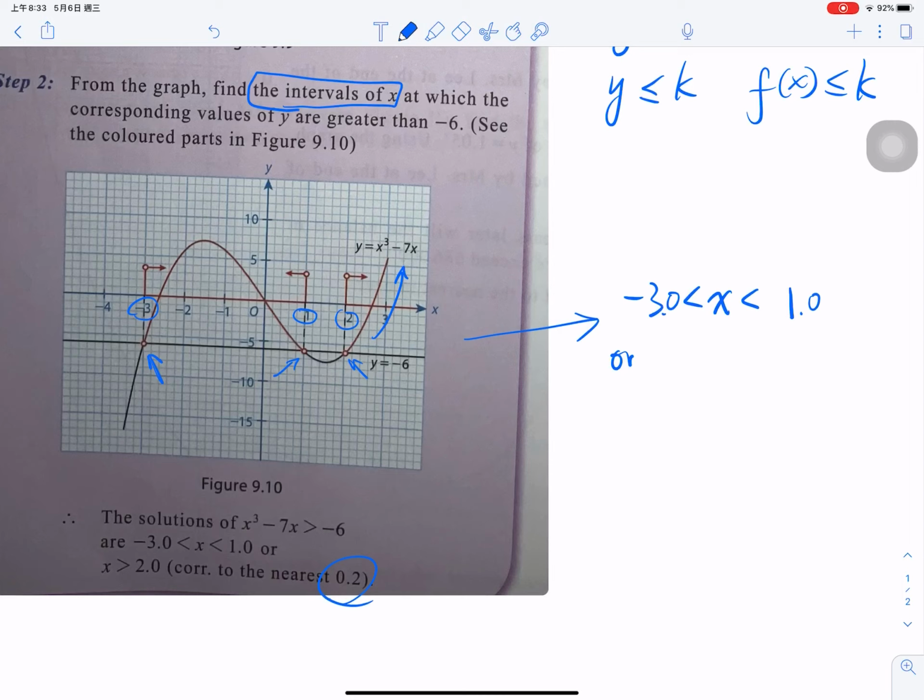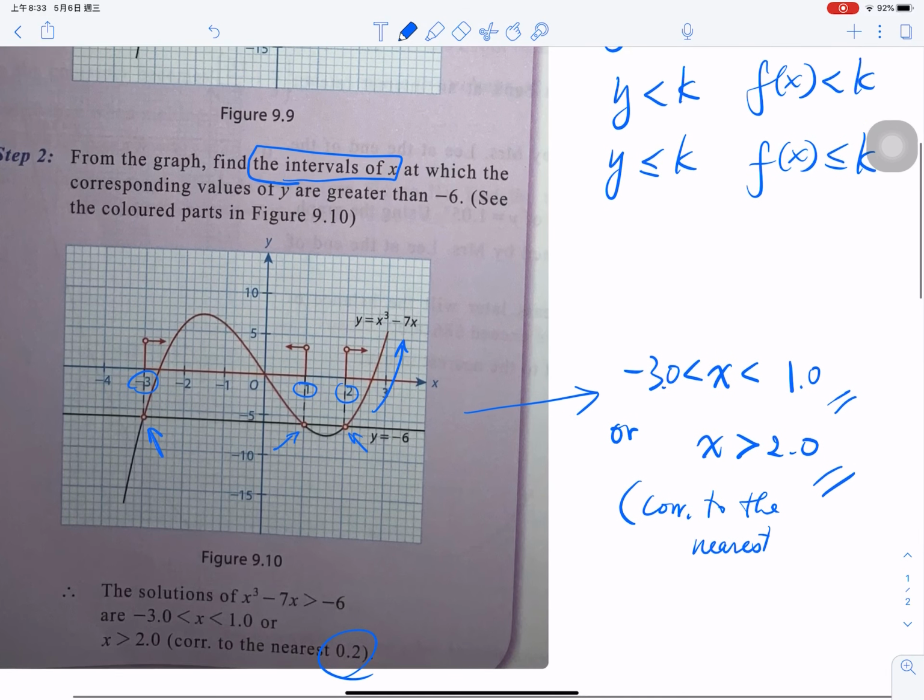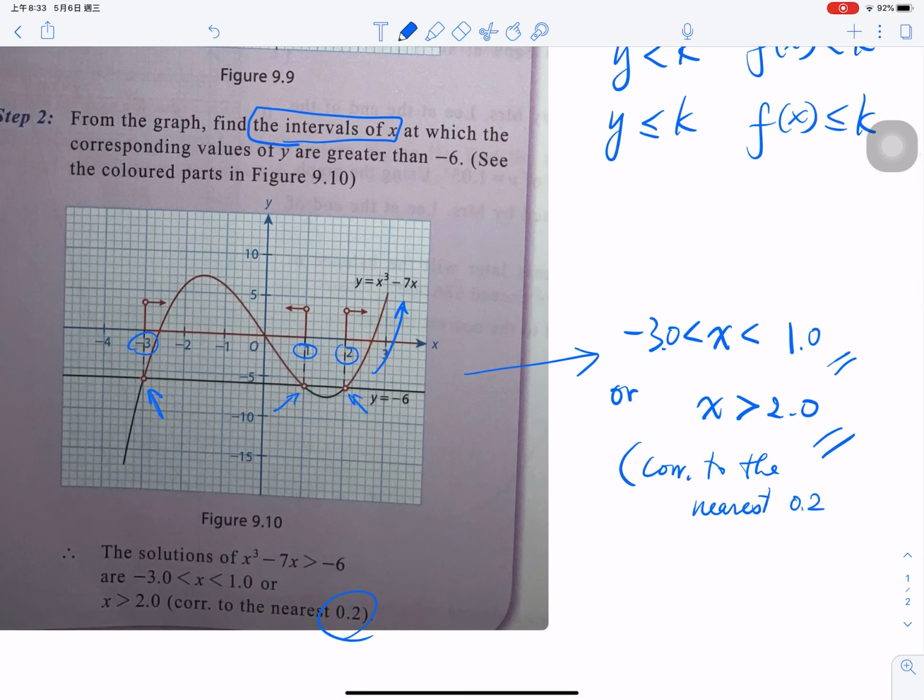And also x greater than 2.0, because after this point all values are greater than negative 6. So the solutions are these two: x in between negative 3.0 and 1.0, or x greater than 2.0. You need to write them correct to the nearest 0.2. Okay, understand? So this is the solution.